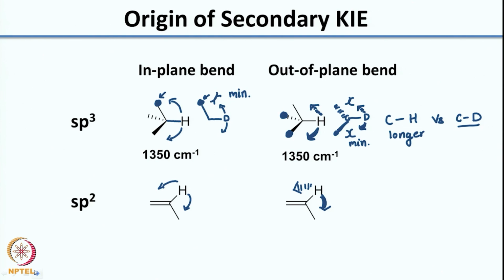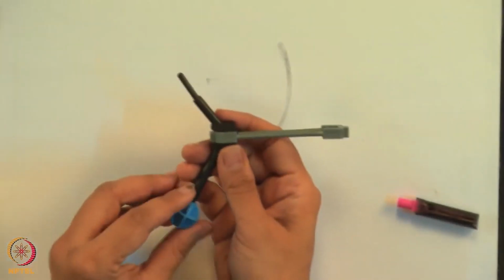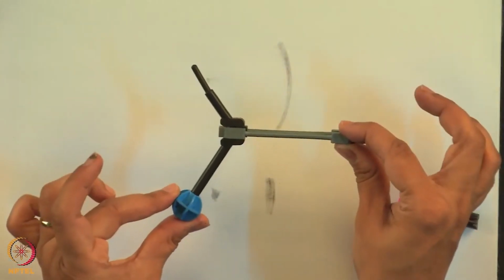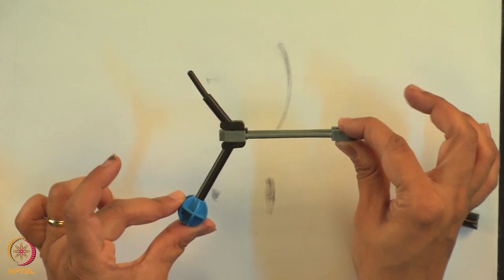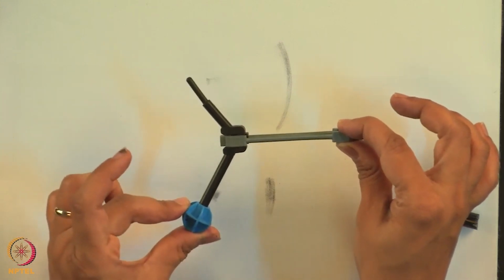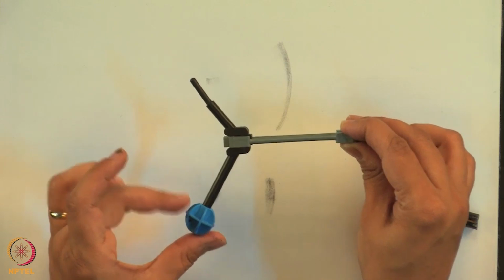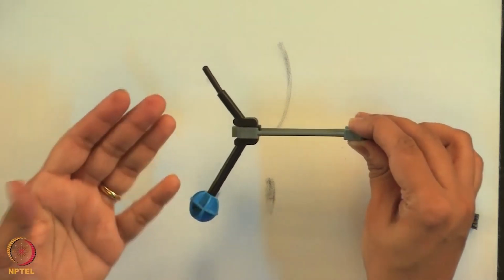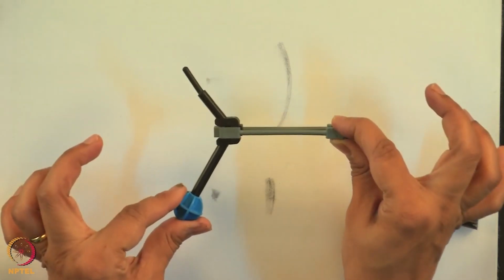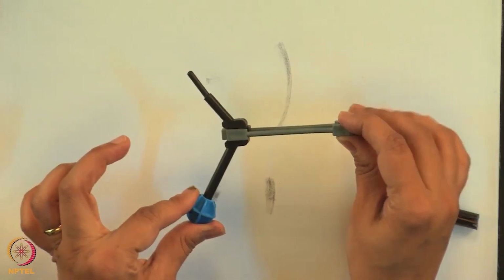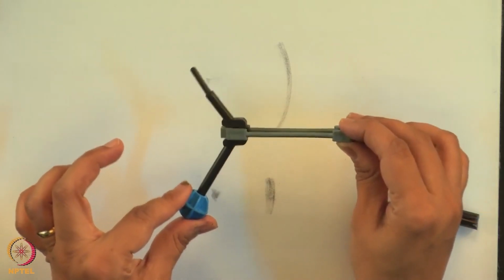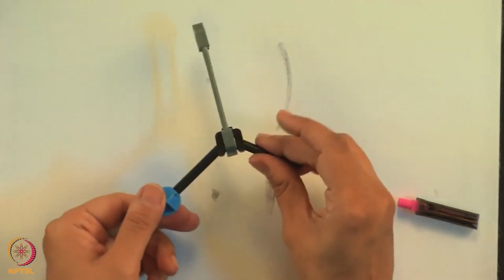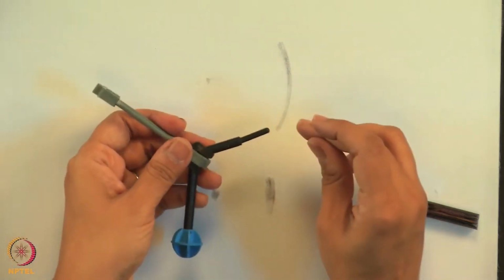Now let us look at the case of sp2. Now sp2 is very interesting as compared to sp3, because here you have all 3 atoms in one plane. So you have all these atoms in one plane, unlike the sp3 where you also had atoms coming close to you and away from you. Here you have everything in one plane. So here let us see what happens when you have CH versus CD. So let us make the substitution.